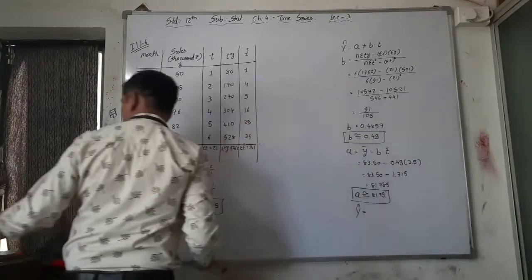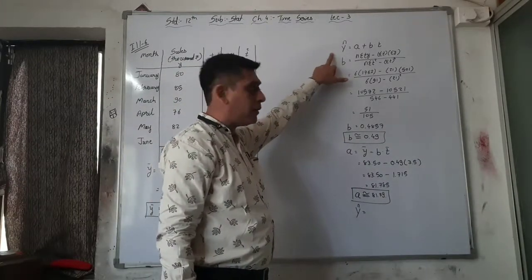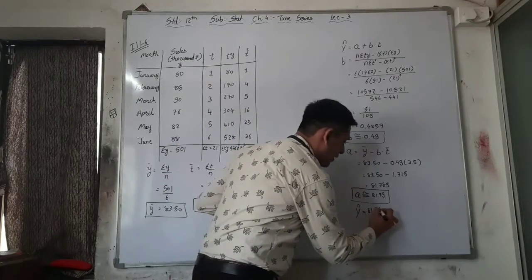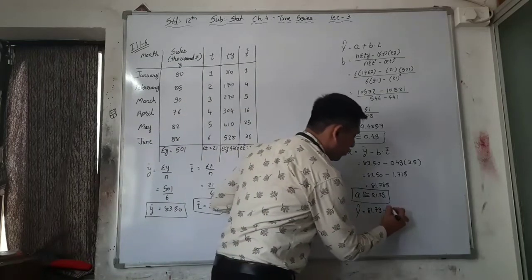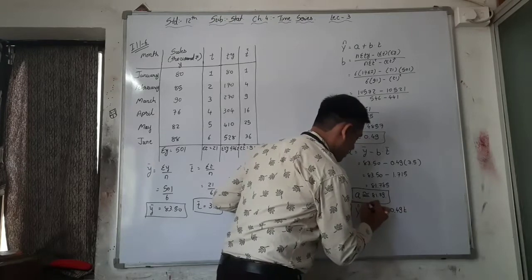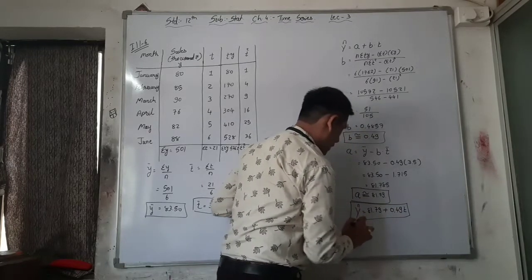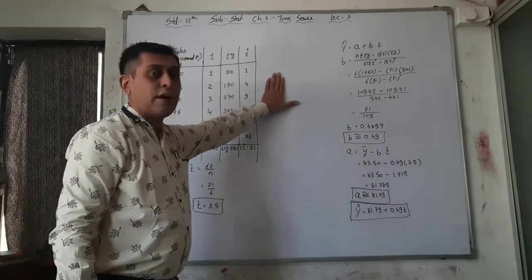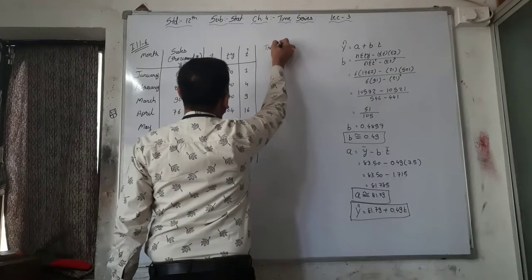First of all, what is the linear equation? Y cap is equal to A plus BT. What is A? That is 81.79 plus B is equal to 0.49 T. This is our first linear equation. Now we have to put this here and find out the trend values. So here we have to write trend values.